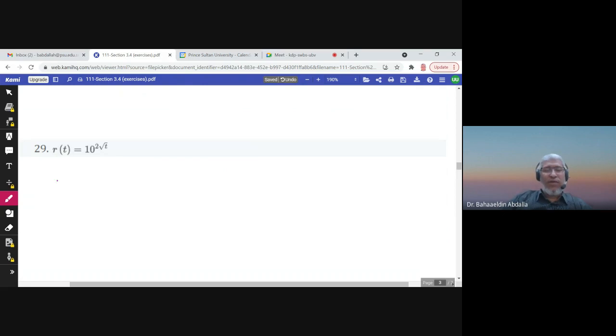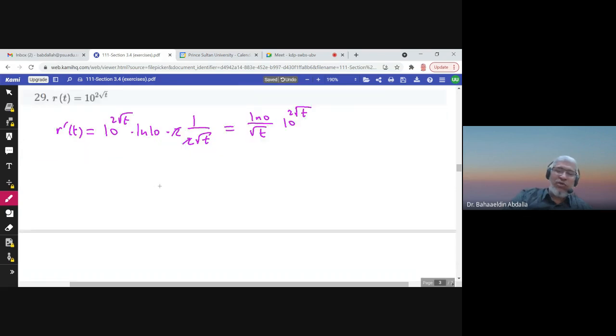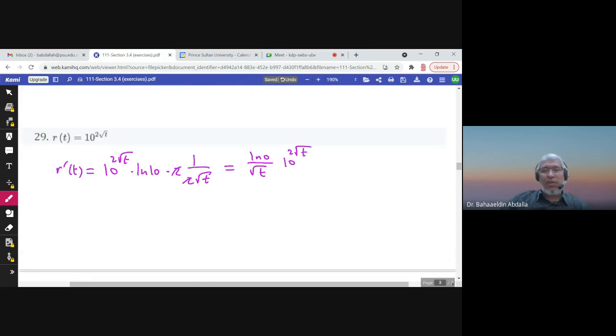The derivative here is 10 to the power 2 times square root of t, times ln 10, times the derivative of 2 square root of t. The derivative of square root of t is 1 over 2 square root of t. So the answer would be ln 10 over square root of t times 10 to the power 2 square root of t. This is ln 10.